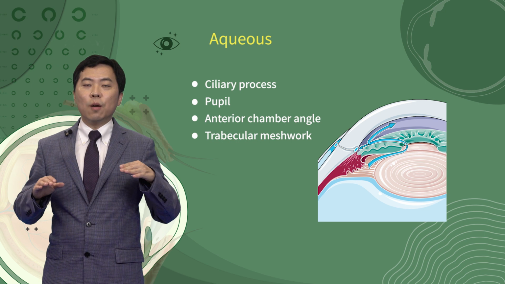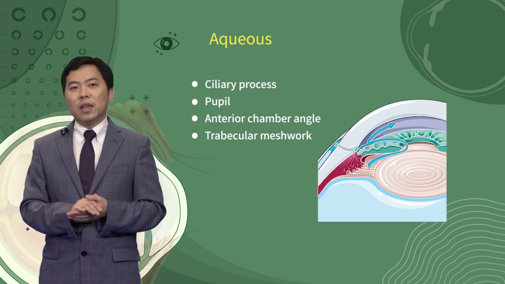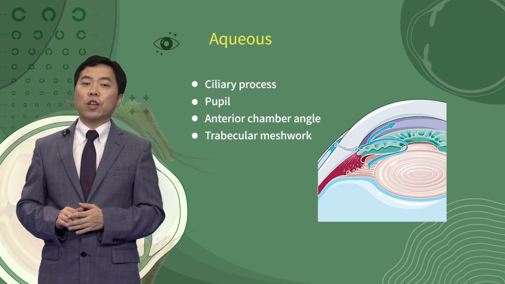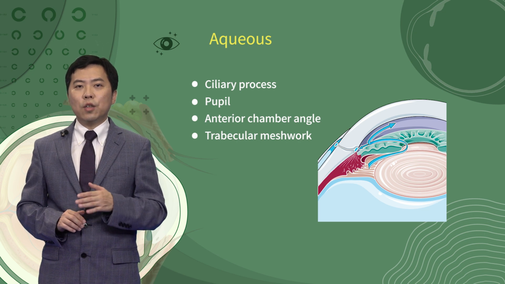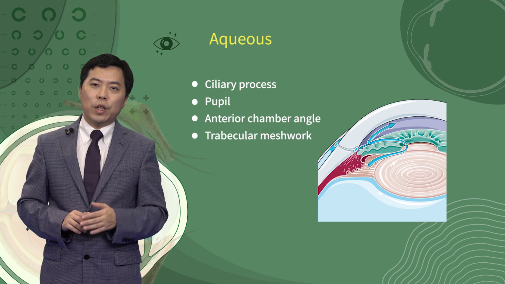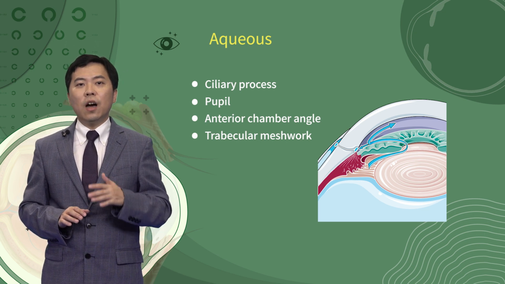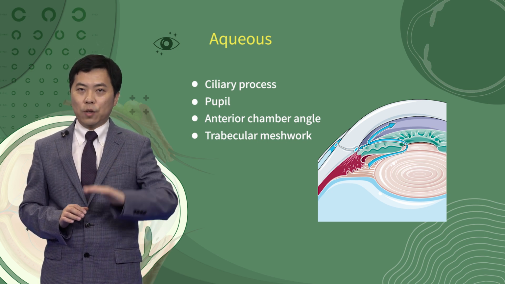The balance of secretion and absorption is very important. The amount of aqueous humor determines the intraocular pressure. Therefore, if there is reduced absorption of aqueous humor, the intraocular pressure will increase. If there is reduced secretion or increased absorption, the intraocular pressure will decrease.